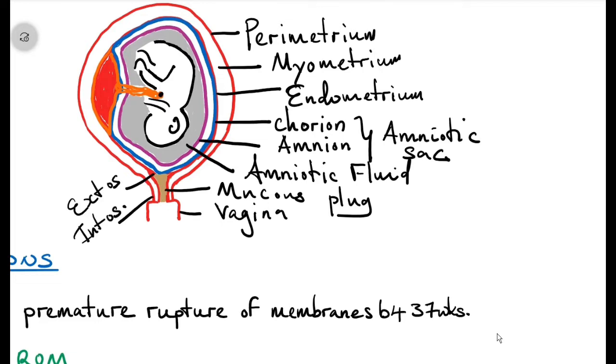So what do we mean by rupture of membranes? Rupture of membranes is where this amniotic sac here gets torn. It loses its integrity. So you have a torn amniotic sac here, and the end result is amniotic fluid which oozes outside.